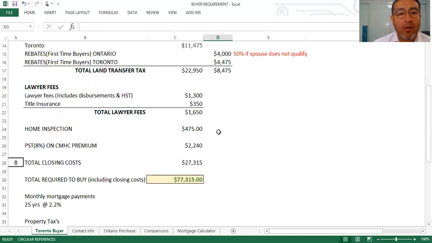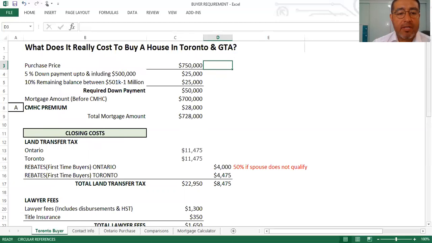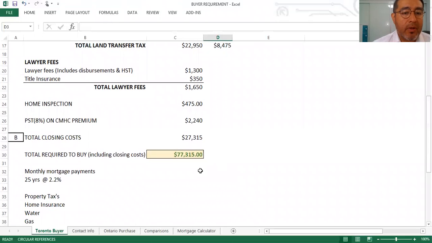So when we add up all of the closing costs, the land transfer tax, the home inspection, the premium, the tax on the CMHC premium, the total closing costs required out of pocket you're going to need is an additional $27,315. So this individual, to buy a home in Toronto priced at $750,000, is going to need a minimum of $77,000 in his pocket. If you do not have that, I would say you're not going to be able to buy this property. So there you have it.